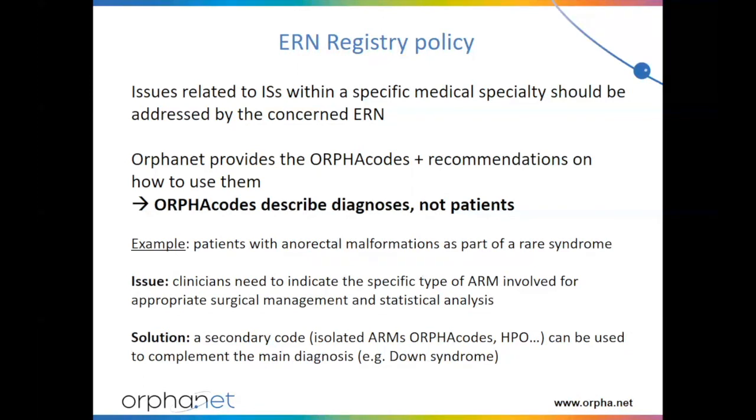Therefore, one solution could be for the Eurogen registry to include an additional area in their information system where a more precise description of the type of ARM involved can be entered, possibly using the ORPHAcodes that we have for isolated ARMs, or it could be another terminology, such as, for example, the HPO annotations. So the main idea here is that the ORPHAcodes describe diagnoses, not patients. We provide the service, but this kind of specific issue must be addressed within the ERN in order to adapt the coding tools or the coding policy.